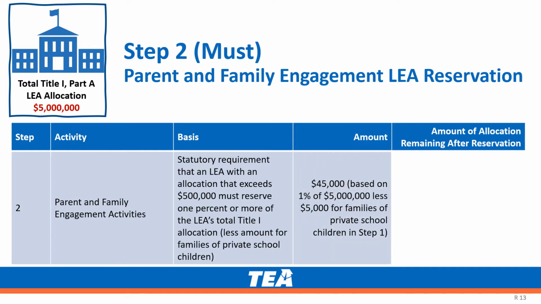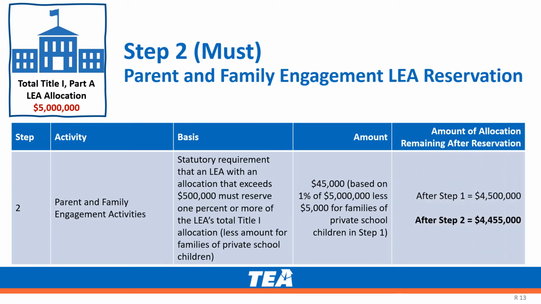However, keep in mind that in Step 1, the LEA already reserved $5,000 for parent and family engagement for families of participating private school students. The LEA can subtract the $5,000 from the $50,000 and reserve only $45,000 for public school parent and family engagement.